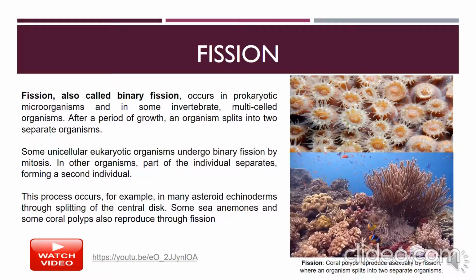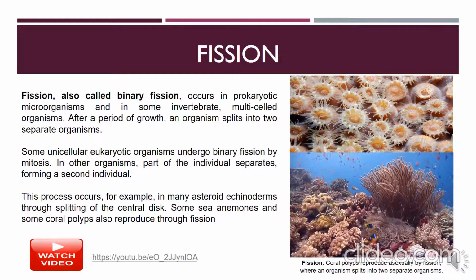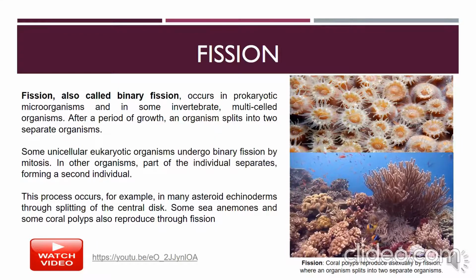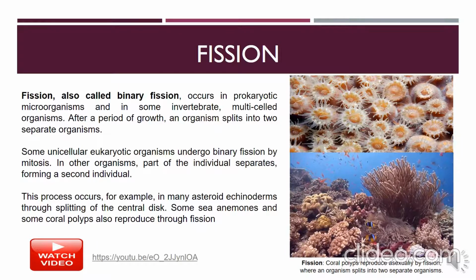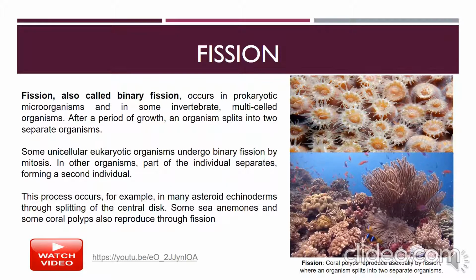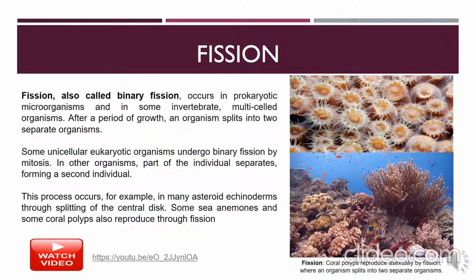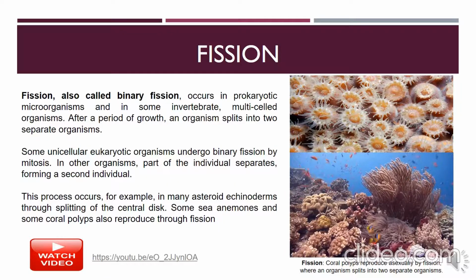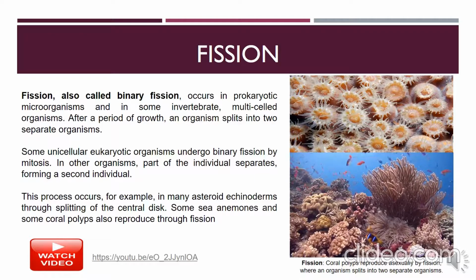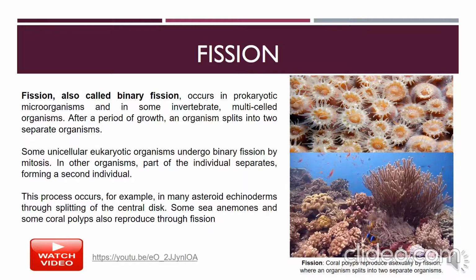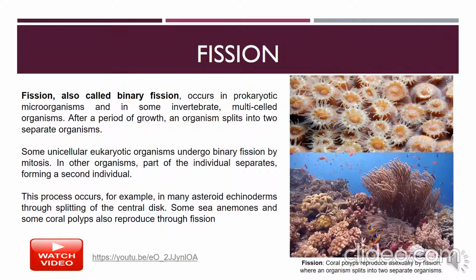Fission is another type of asexual reproduction. It is also called binary fission, that occurs in prokaryotic microorganisms and in some invertebrate, multicelled organisms. After a period of growth, an organism splits into two separate organisms. Some unicellular eukaryotic organisms undergo binary fission by mitosis. In other organisms, part of the individual separates, forming a second individual.